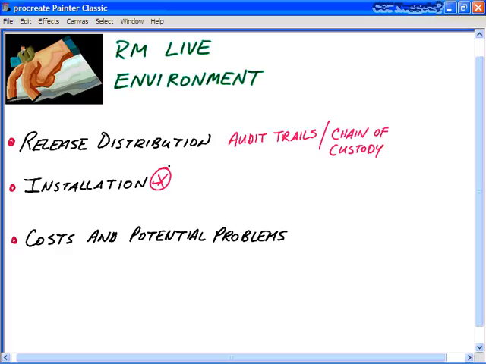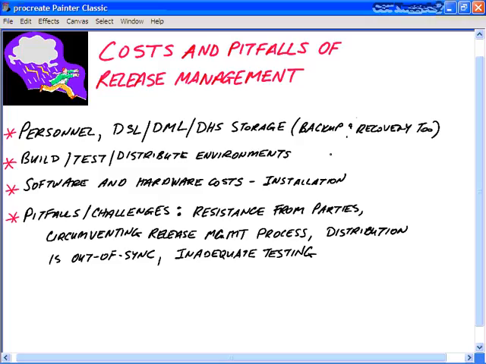Finally, I want to look here at some costs and potential pitfalls with release management. The final aspects of the release management process or activities to consider are the cost and the pitfalls of release management. First of all, the costs are going to be in personnel. That's all the members of the release management working group and other interested parties. The storage for the DSL, DML, and DHS, the software, media, and hardware storage. That also includes costs for backup and recovery or redundant systems as well.